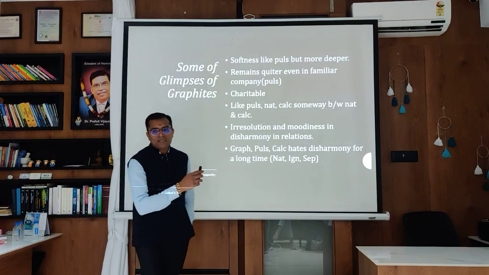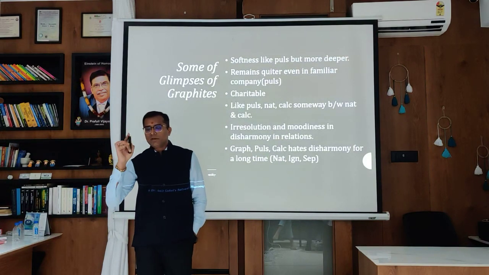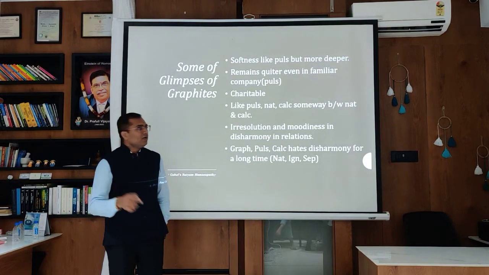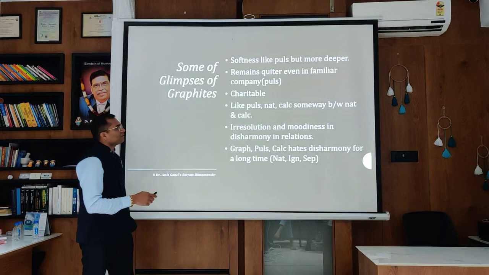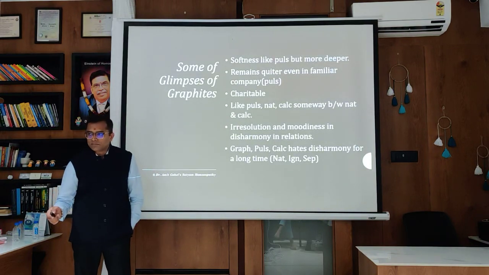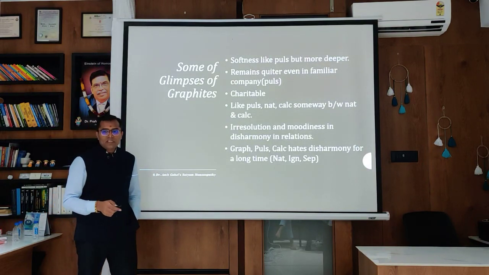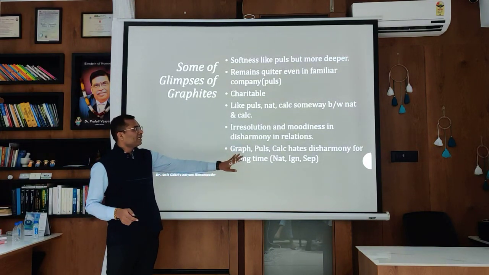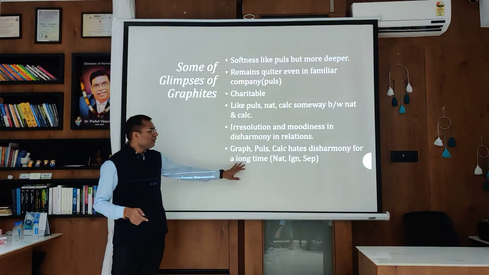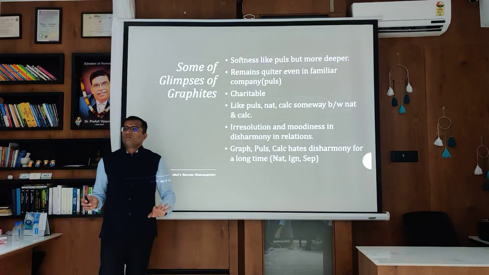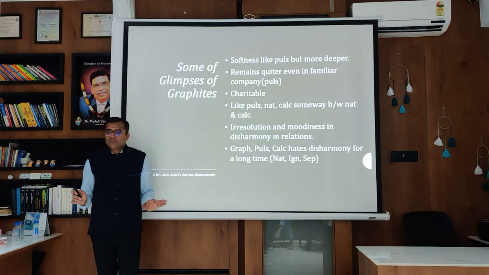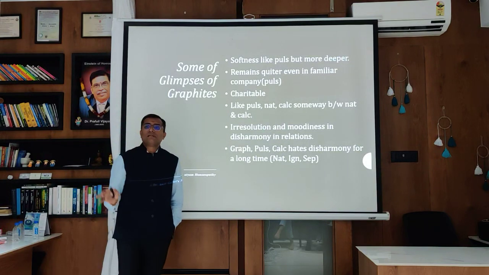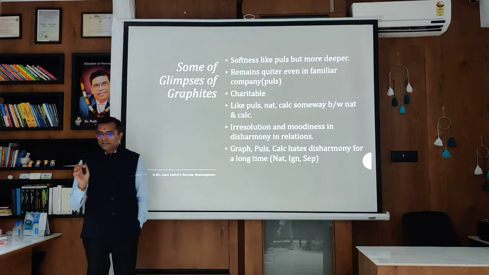Some of the traits of Graphites are softness like Pulsatilla but deeper. They remain quieter even in familiar company. Charitable like Pulsatilla, Natrum, Calcarea, somewhere between Natrum and Calcarea carb. You can think of Graphites. Irresolution and moodiness in relationships. Graphites is Pulsatilla and Calcarea; they want harmony for a long time. They don't want disharmony. So Natrum, Ignatia, Sepia, Staphysagria, Graphites, Pulsatilla and Calcarea all want harmony in the family. Okay.